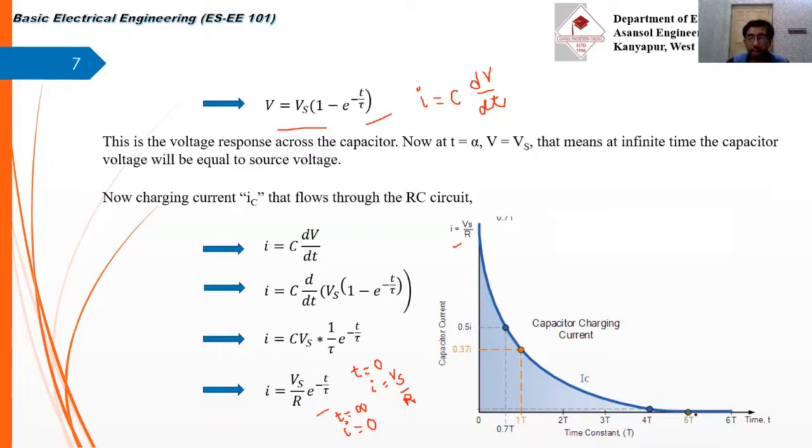So actually what is happening when RC is connected? Suppose this is your R, this is your C, connected across this voltage source. What is happening at t equals 0? The current is maximum, that means this capacitor will work as a short circuit path. This capacitor is a short circuit.